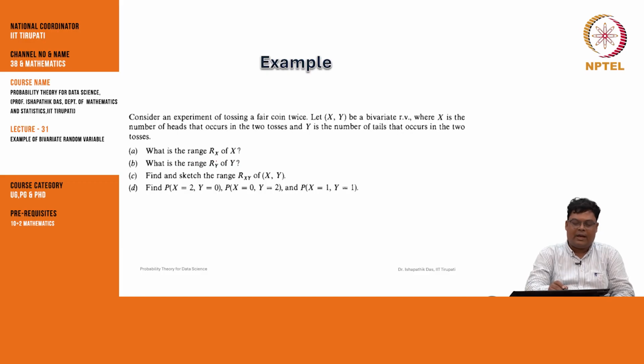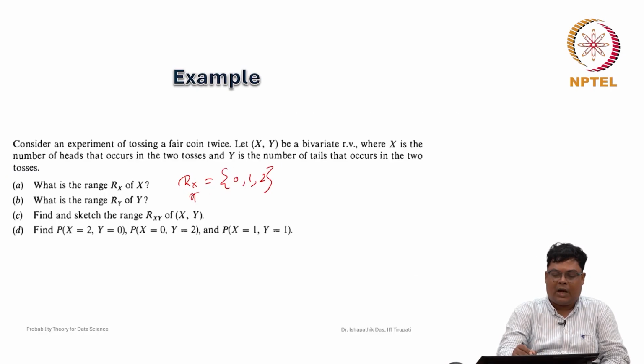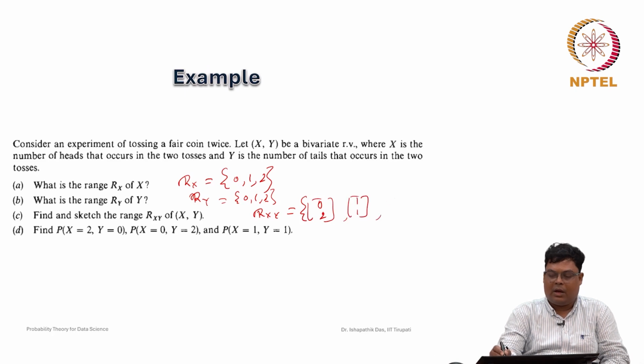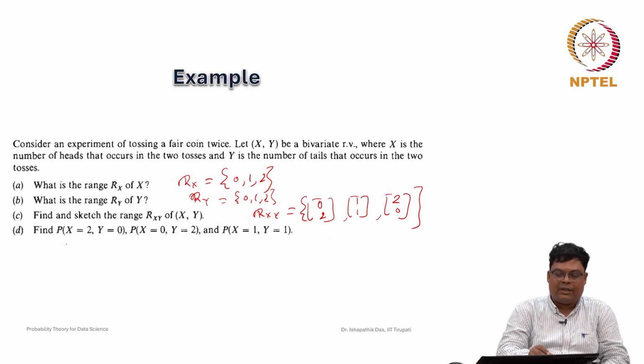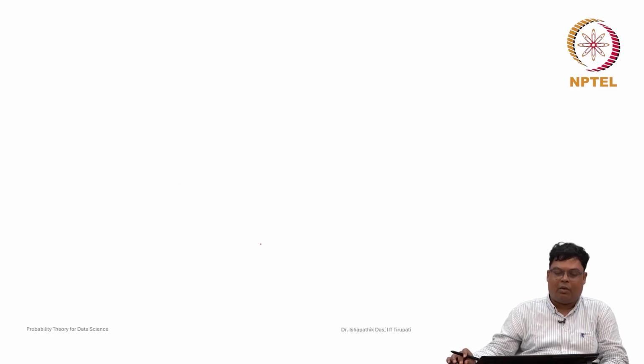What is the range Rx of X? We have already discussed, this is nothing but 0, 1, 2. What is the range of Y? Ry is also 0, 1, 2. And the range Rxy is 0 2, 1 1 and 2 0. So, all points are in R2. Now, the question is: what is the probability of X equal to 2, Y equal to 0? This notation we have already discussed, but we will discuss again what it means.